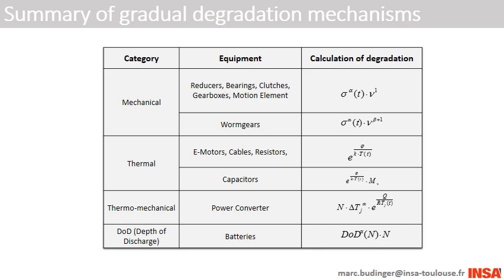The following table shows the different mechanisms of deterioration we can encounter for mechatronic systems, such as mechanical fatigue, thermal degradation, thermomechanical degradation, and the depth of discharge.